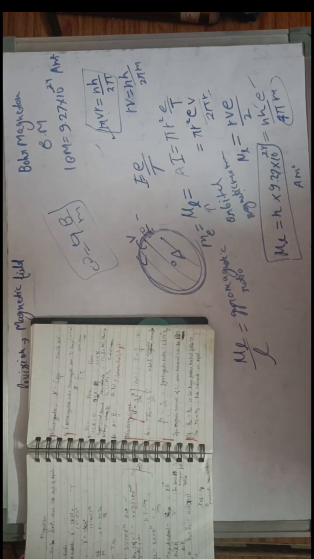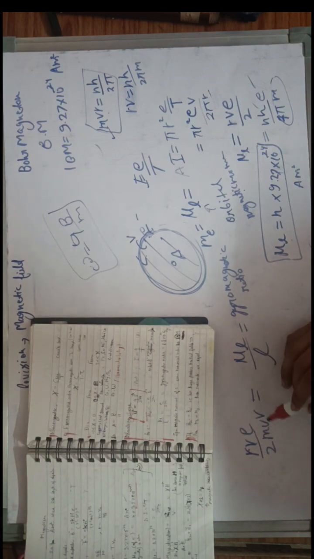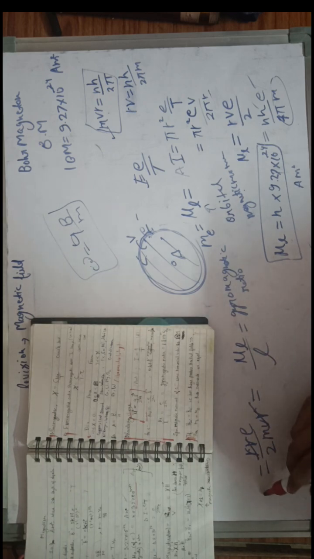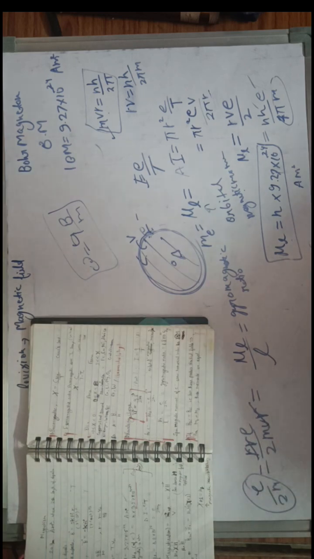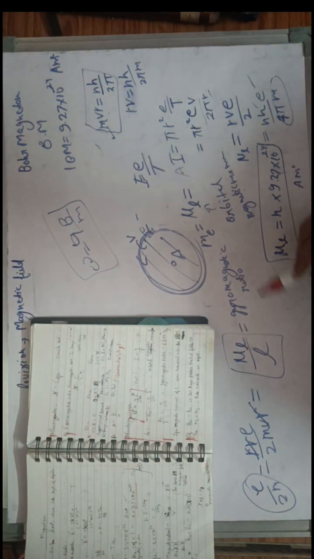And it is a constant value, where mu L, we know that mu L is given by, this was the formula of mu L, which is given by R v e divided by 2, and L is given by m v r. So v r gets cancelled, and this mu L by L becomes e by 2m. So this constant value is called gyromagnetic ratio, the ratio of these two values, just a name, and its value is equal to 8.8 into 10 to the power 10 coulomb per kg.